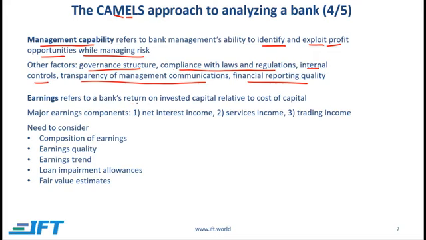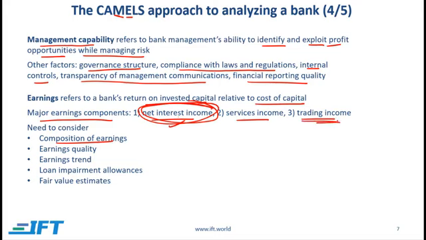This refers to a bank's return on invested capital relative to cost of capital. The higher the return on invested capital, the better. Most banks have three major earnings components: net interest income, services income, and trading income. When evaluating a bank's earnings, we need to study the composition of earnings. So of these three components, the one that is typically most stable is net interest income. So if most of the earnings are coming from here, that would be a good sign.